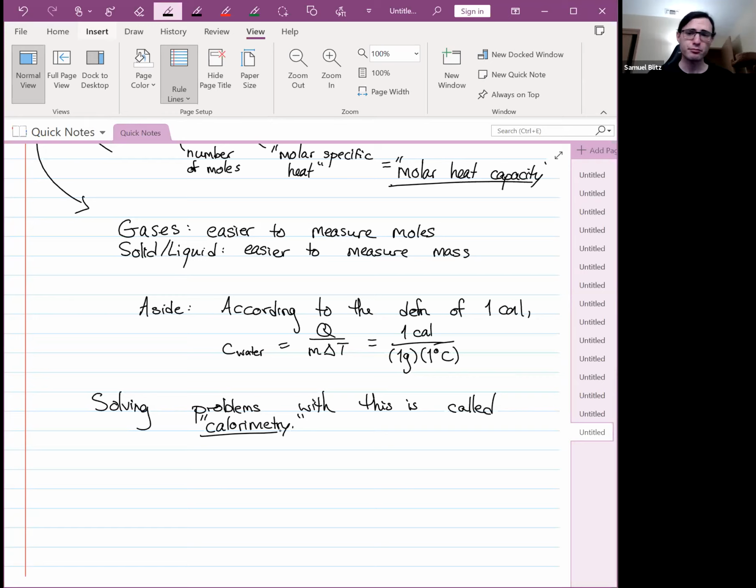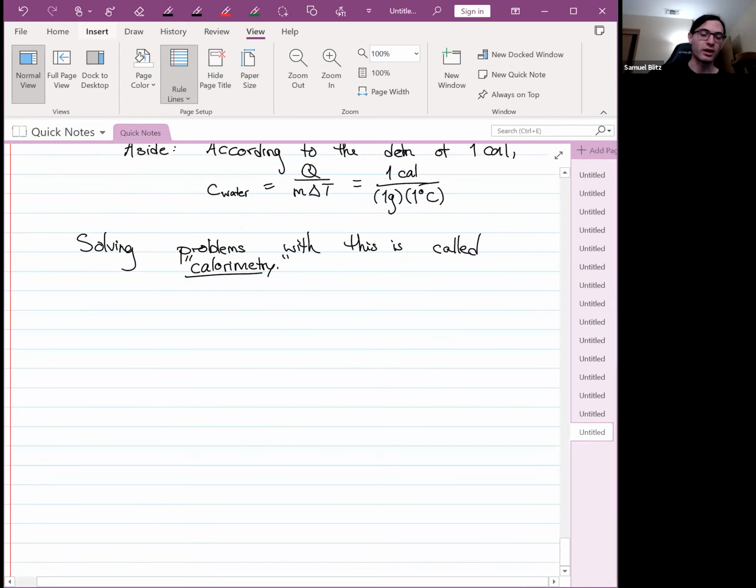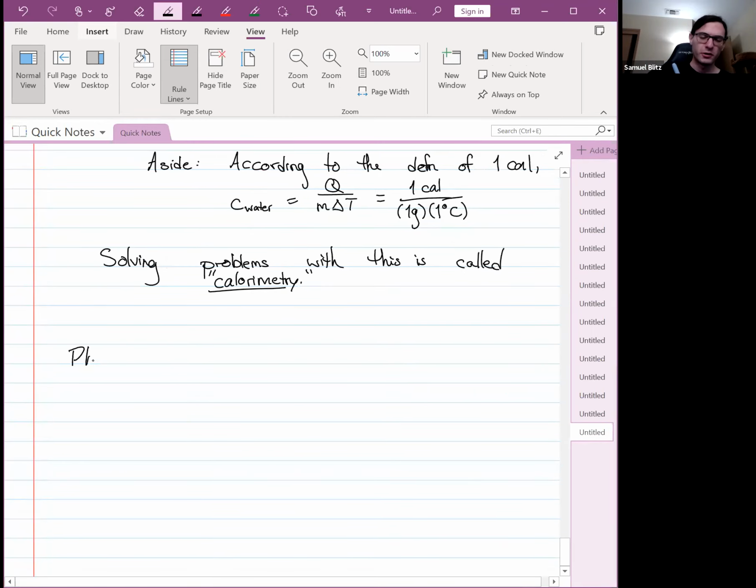Anyway, so there's one more thing to talk about. When you add a hot chunk of iron to a bucket of water, some of it's going to boil, right? So it's not just all going to change temperature. Some of it's going to change phase. So we need to talk about how heat relates to phases as well. So we need to talk about phase changes and latent heat.